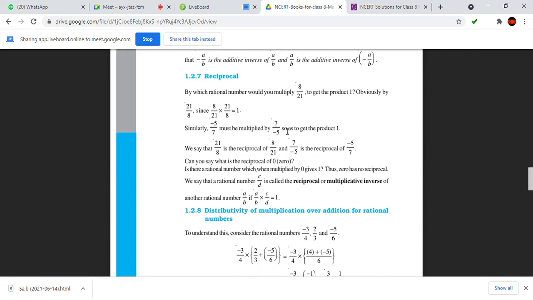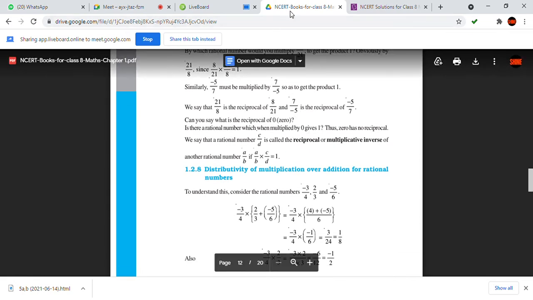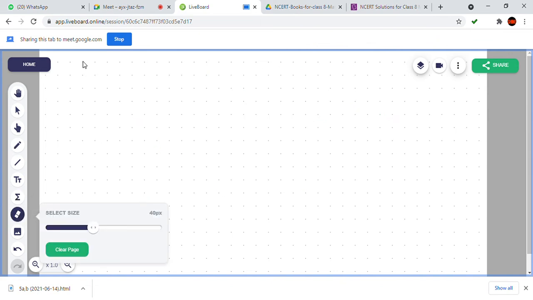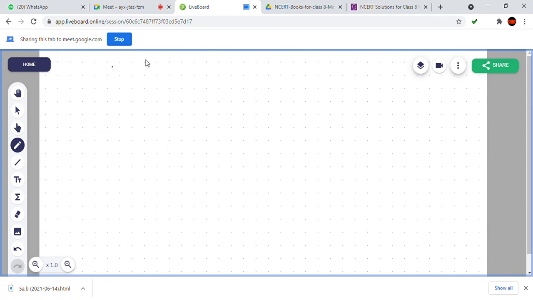That way you write reciprocal of a number is known as multiplicative inverse of that number. Reciprocal of a number is known as multiplicative inverse of that number.